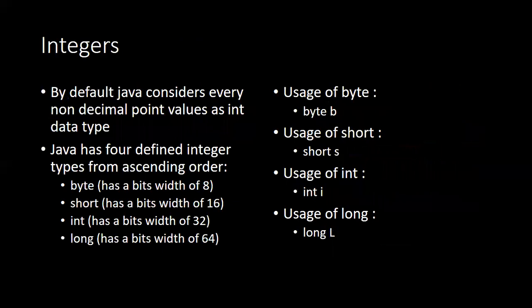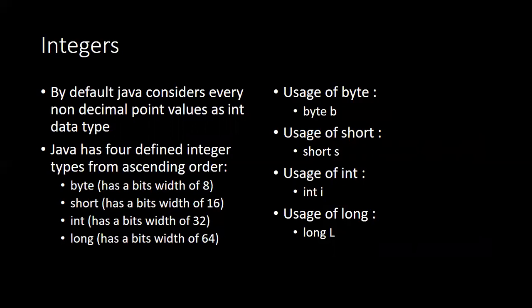So integers are considered to be the first thing anybody learns in Java. The integer is the non-decimal point values, and integers have four parts: byte, short, int, long, which have been divided into ascending order. So byte has a bit size of 8, short has a bit size of 16, int has a bit size of 32, and long has a bit size of 64.